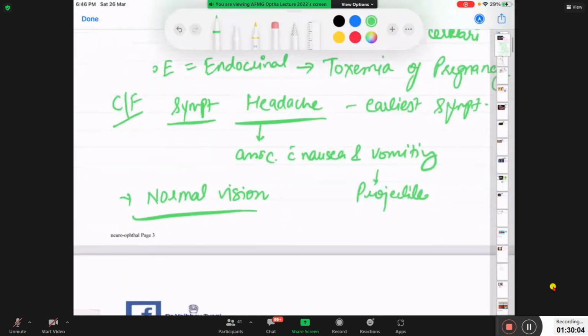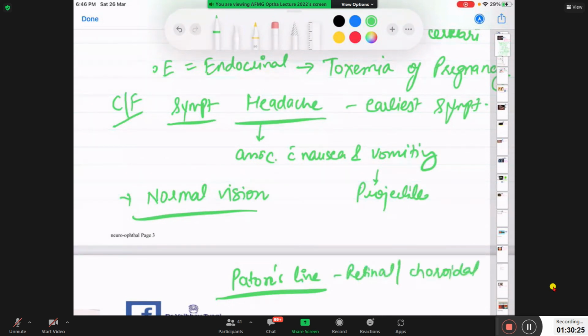Next important point, the patient can have Paton's line, which I showed you in the picture. Paton's lines are retinal folds. Clear?